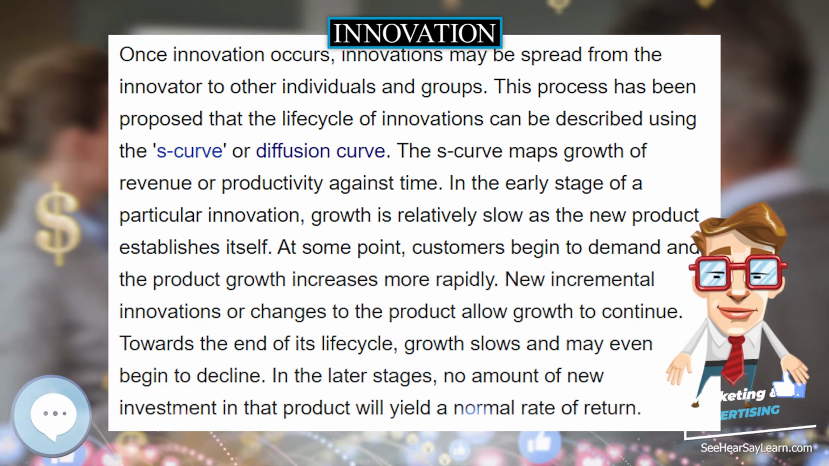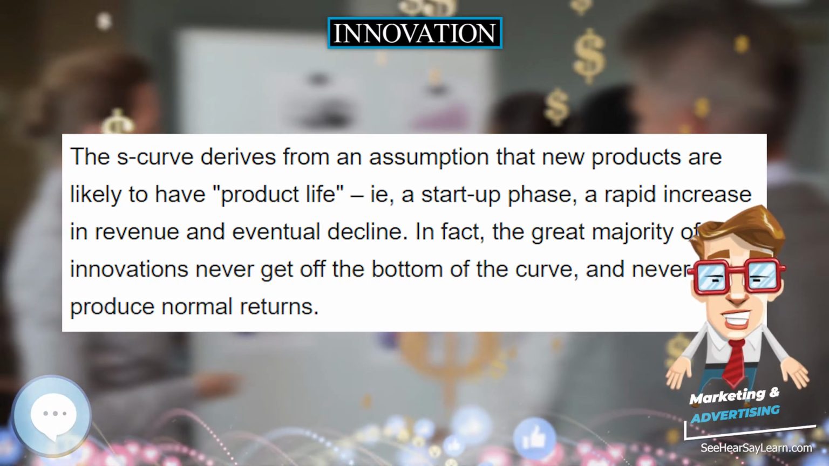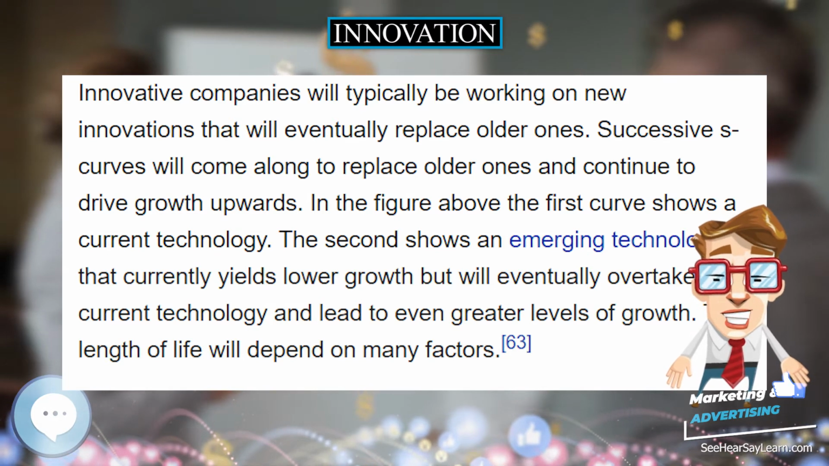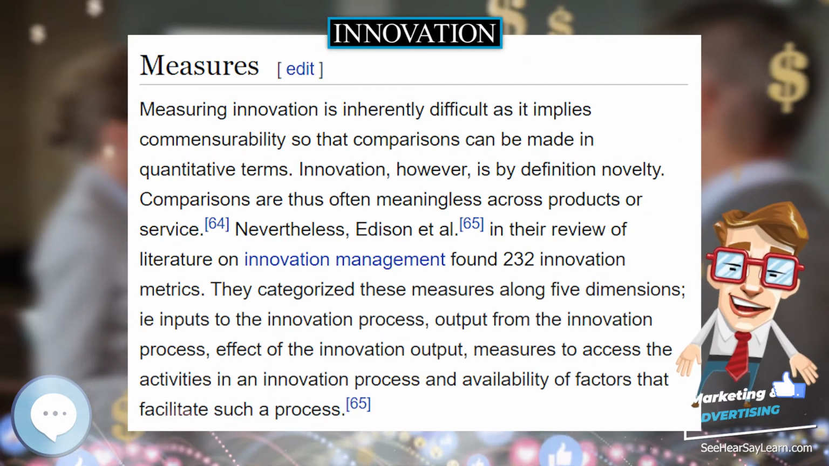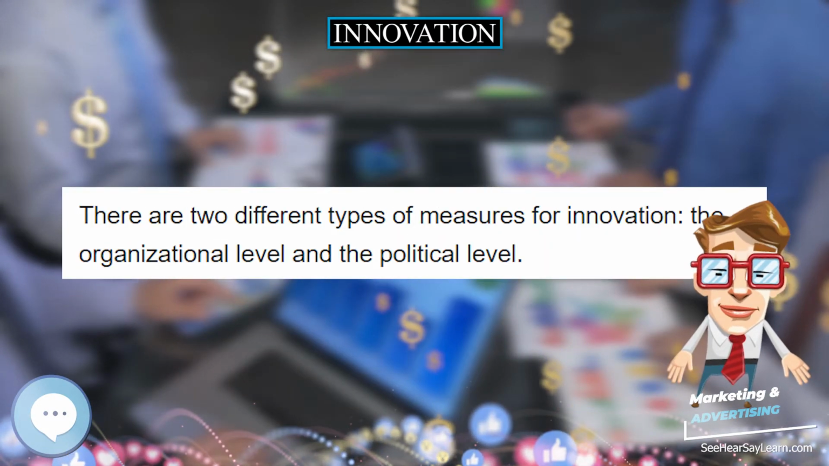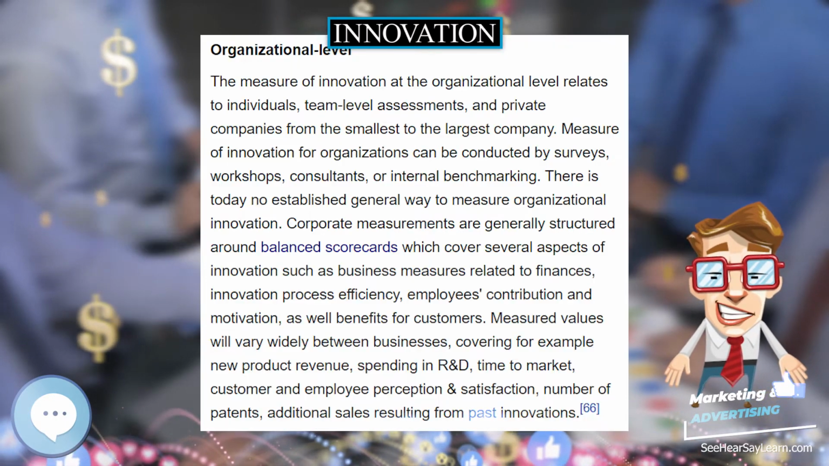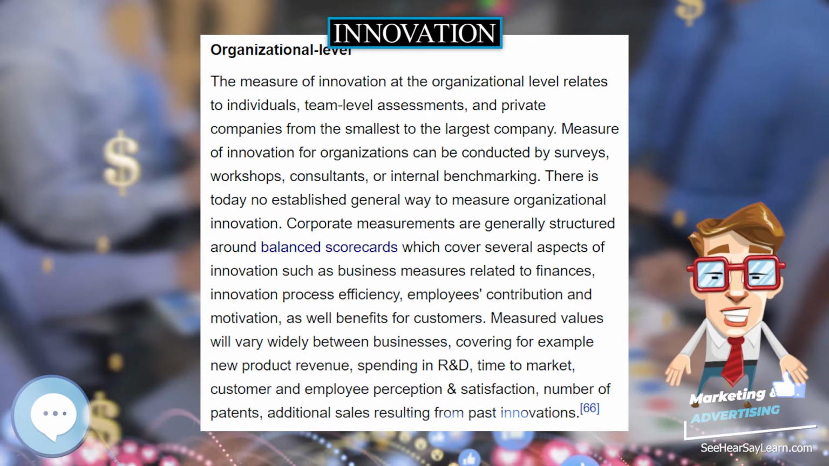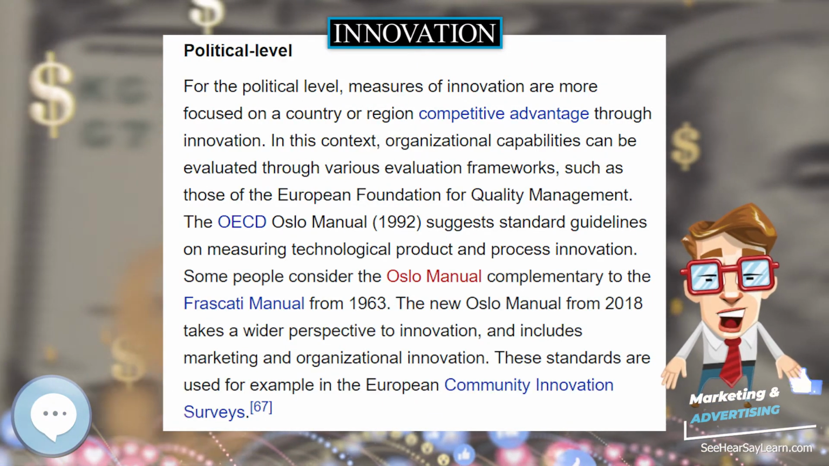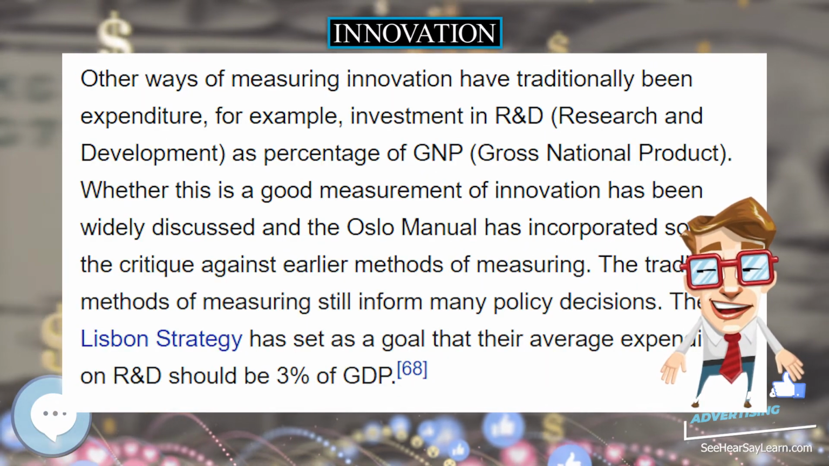Diffusion. Diffusion of innovation research was first started in 1903 by seminal researcher Gabriel Tarde, who first plotted the S-shaped diffusion curve. Tarde defined the innovation decision process as a series of steps that include: once innovation occurs, innovations may be spread from the innovator to other individuals and groups. This process has been proposed that the life cycle of innovations can be described using the S-curve or diffusion curve. The S-curve maps growth of revenue or productivity against time.